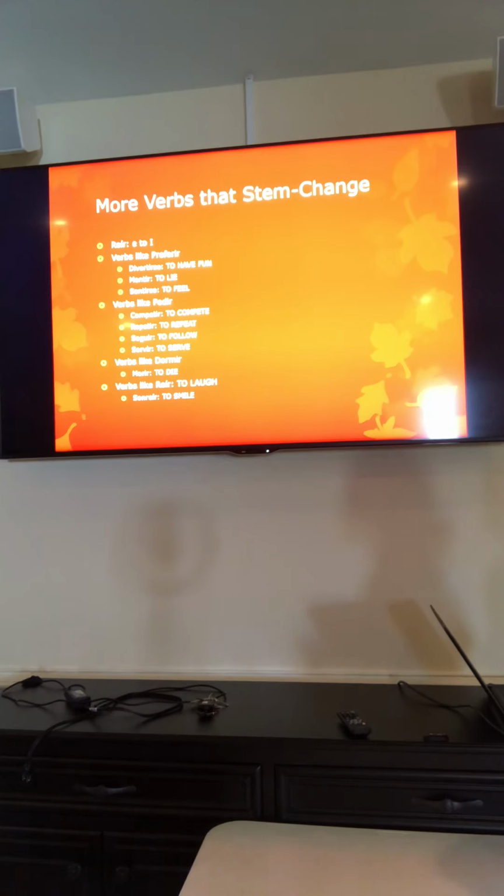We need this list, and this is important that we get this copied down. We have reír is e to i. We have other verbs like preferir, these are e to i, divertirse, mentir, sentirse, and you'll see that I gave you guys the meaning of these verbs as well. Write down what these verbs mean, because the assignments that we get moving on from here, you're going to need to know what these verbs mean when you're translating sentences and things like that.